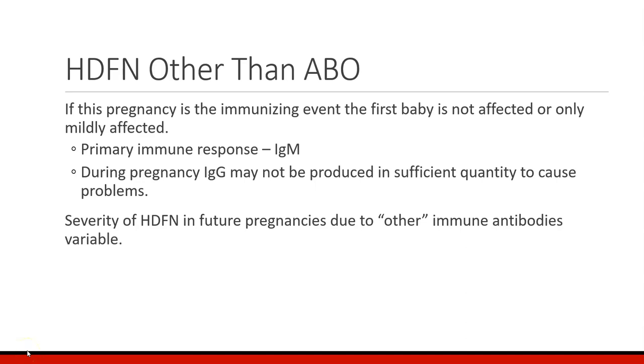In talking about hemolytic disease of the fetus and newborn other than ABO, we're talking about all of those blood group system antigens that have the ability to stimulate immune antibodies. And if this pregnancy is the immunizing event, the first baby is not affected, or it may be mildly affected. Why? Think of your immune response. And this is why the immunology course is so important as a foundation for this course. So there's 2 components to your immune response, correct? Your primary and your secondary.